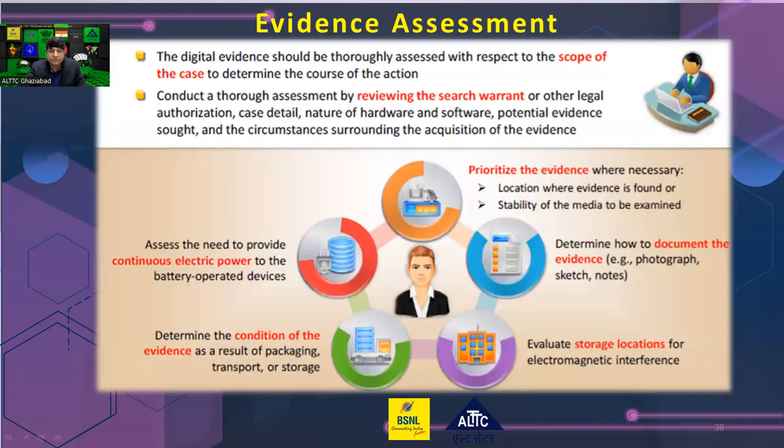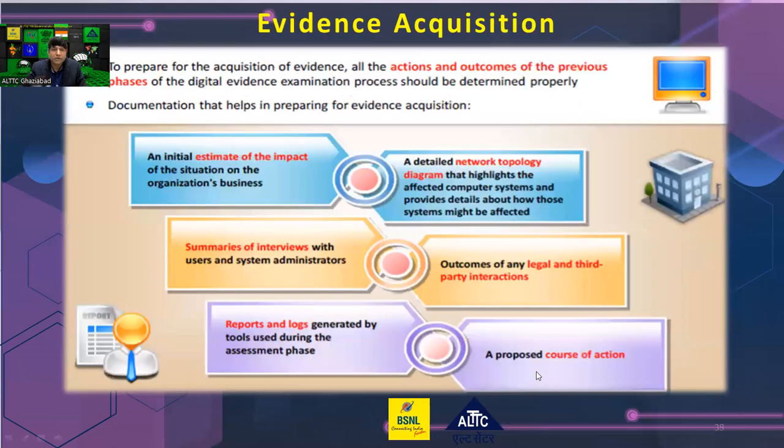Next is to prepare for evidence acquisition. To prepare for acquisition of the evidence, all the actions and outcomes of the previous phase of the digital evidence examination process should be determined properly. Documentation that helps in preparing the evidence acquisition.